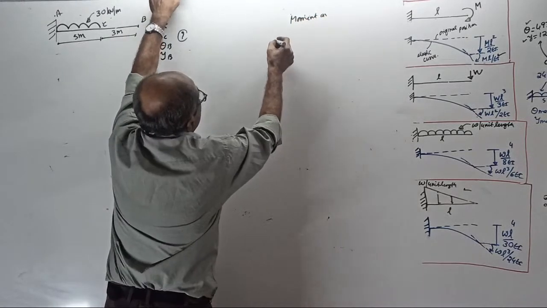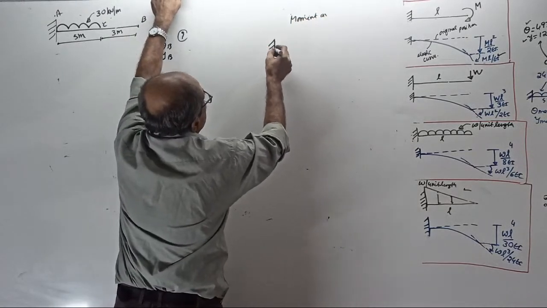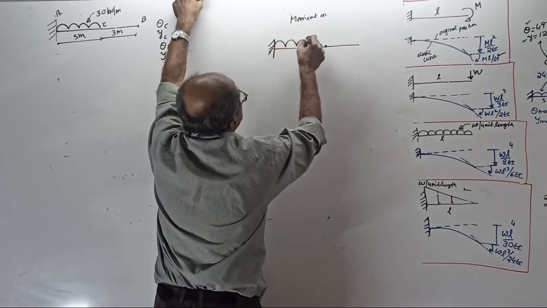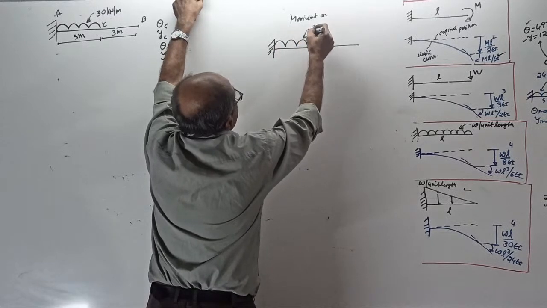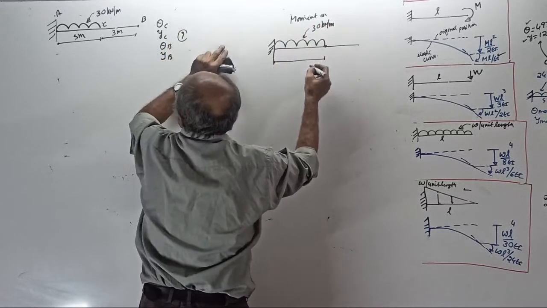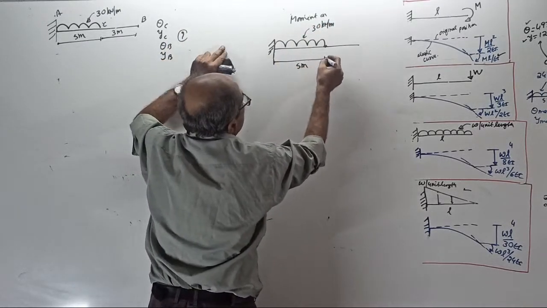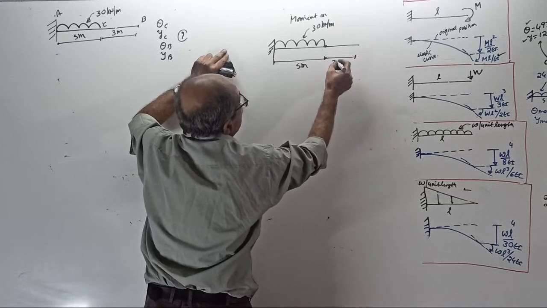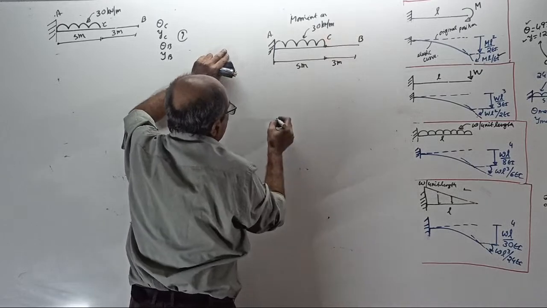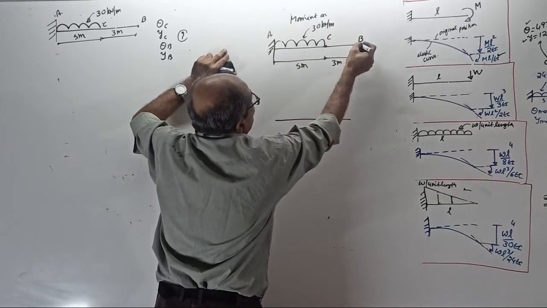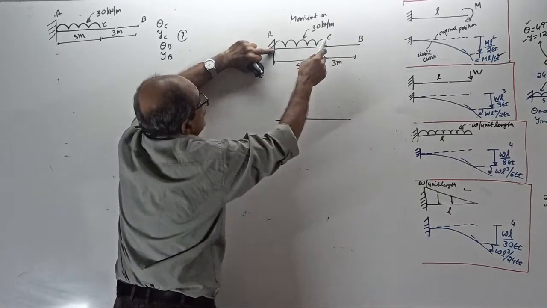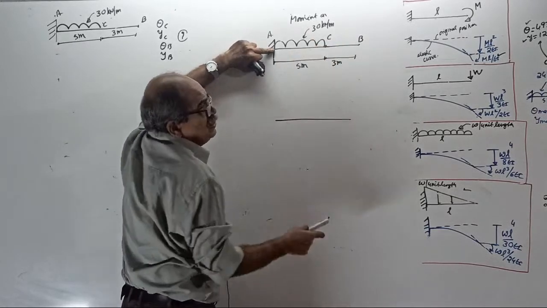See, this is the cantilever beam. There is a UDL of 30 kilonewton per meter. The loaded length is 5 meter. This is 3 meter. This is A, this is B, this is C. Draw the bending moment diagram. Bending moment here 0, here also 0. Here the bending moment is 30 into 5 into 5 by 2.